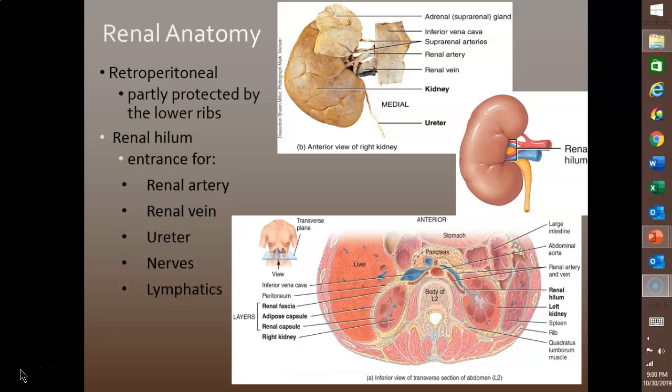The medial aspect of each kidney is going to be near the vertebral column. Near the center of that medial aspect, there's a concave area that forms an indention called the renal hilum. And it's through that renal hilum that the ureter is going to emerge from the kidney, and also the blood vessels, the renal arteries, the renal veins, the lymphatic vessels, and the nerves associated with the kidneys as well.